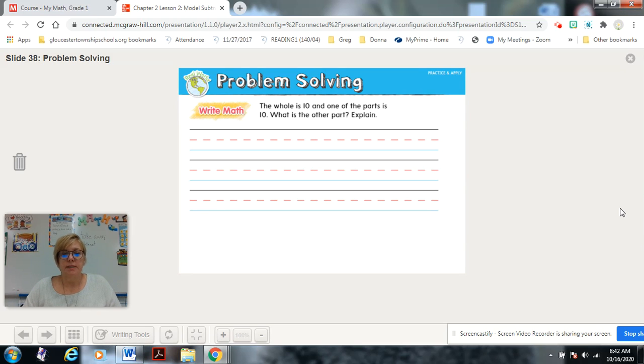Let's look at this for our problem solving. The whole is 10, and one of the parts is 10. What is the other part? Show it on your mat. The whole is 10, and one of the other parts is 10. What is your answer? What's the other part? Pause if you need to figure it out and work it out on your mat, okay?